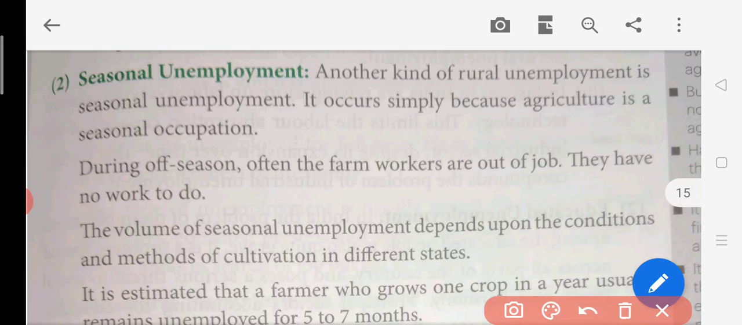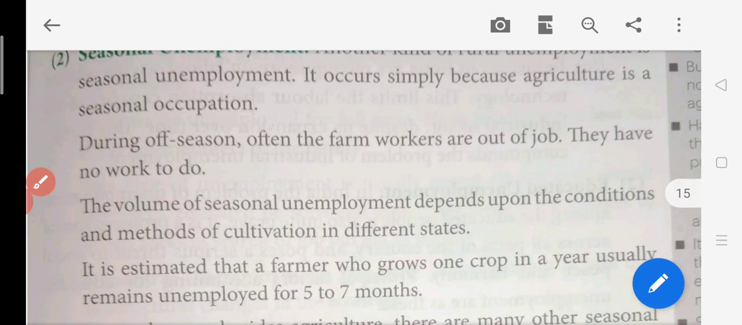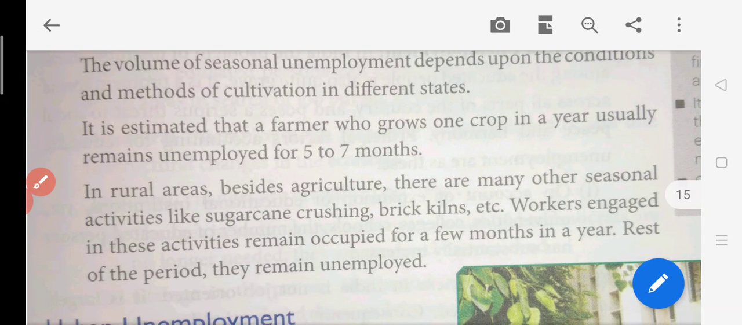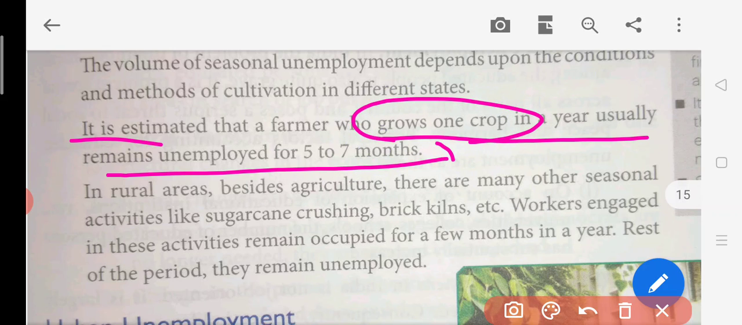So here let's read it. Another kind of rural unemployment is seasonal. During the off season, the farm workers are out of a job and don't get any kind of work. The volume of seasonal unemployment depends upon the conditions and methods of cultivation in the different states. It is estimated that a farmer who grows one crop in a year usually remains unemployed for 5 to 7 months. So if you grow only one type of crop, then you will remain unemployed for 5 to 7 months.